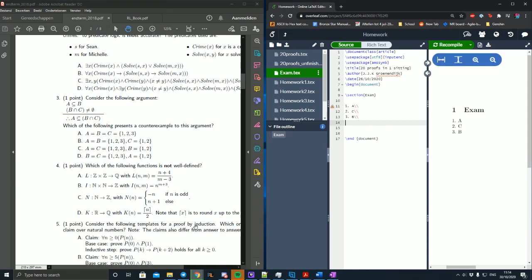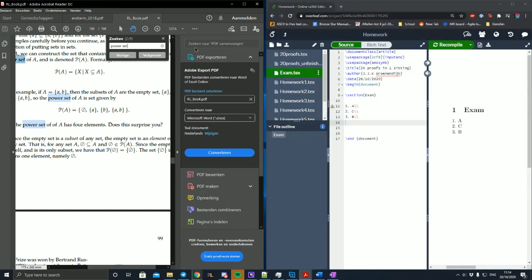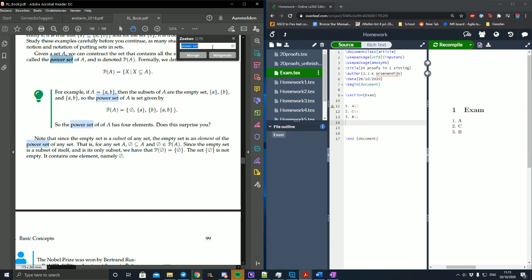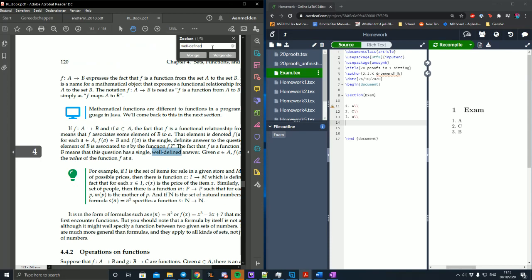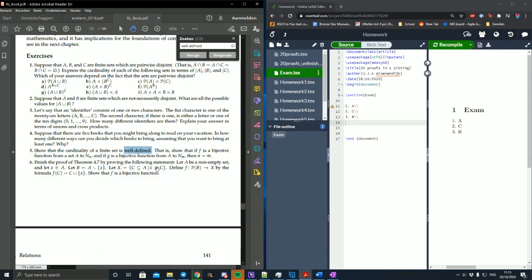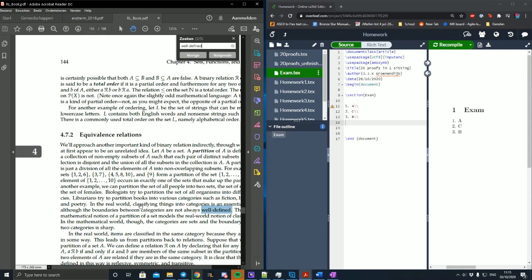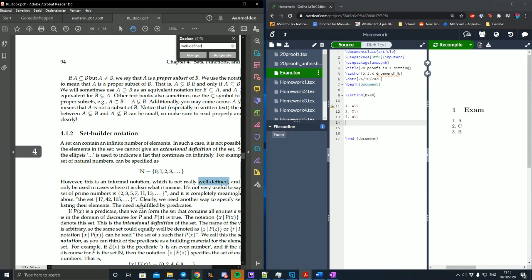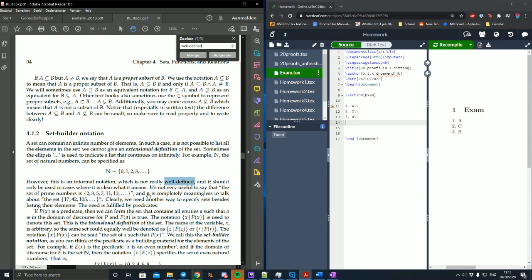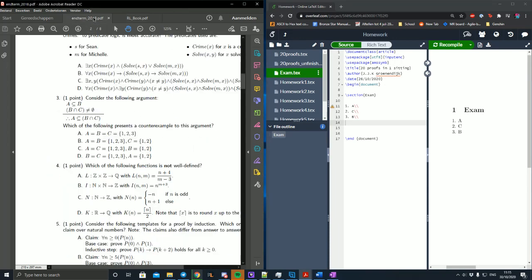Which of the following functions is not well defined? Okay, then we open this one and we go for... What is the official terminology for well defined? Does that mean that there's not an output for an input? Yeah, it's just that every input has an output, right?